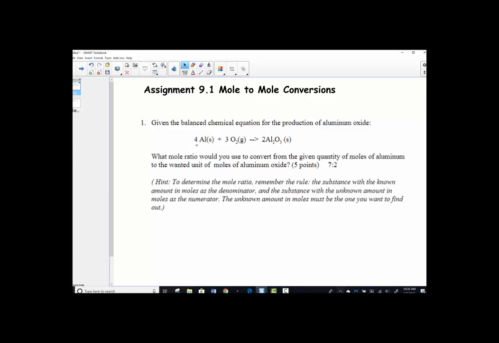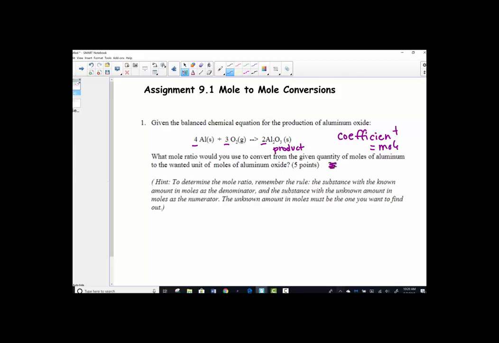It says 4 moles of aluminum, the unit 4 stands for moles, reacts with 3 moles of molecular oxygen to form 2 moles of aluminum oxide. The production of aluminum oxide is the product over here, aluminum oxide. Now notice what I've done. I've read this question here where the coefficient stood for the unit moles. 4 moles plus 3 moles combine and rearrange to form 2 moles of product.